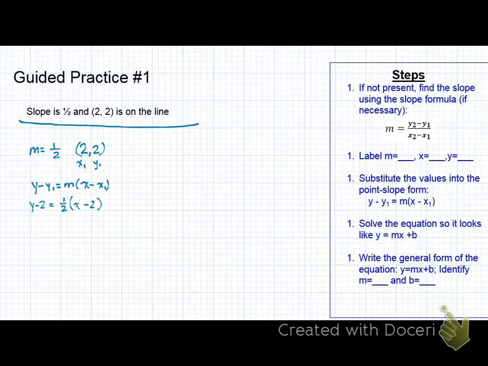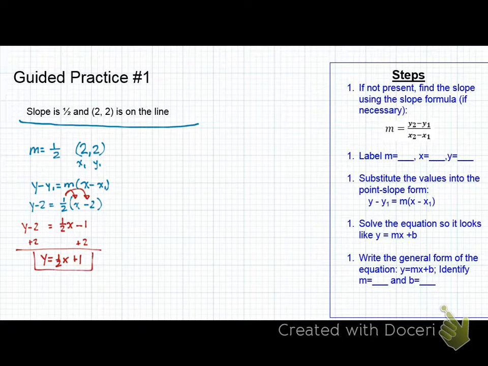And then let's distribute here. What's 1/2 times x, everyone? 1/2 x, good. And then what's 1/2 times -2? -1, good. Okay, bring down the rest of the problem. y minus 2. We're going to add 2 to both sides. When we do that, we get y equals 1/2 x plus 1. Do you all see that?